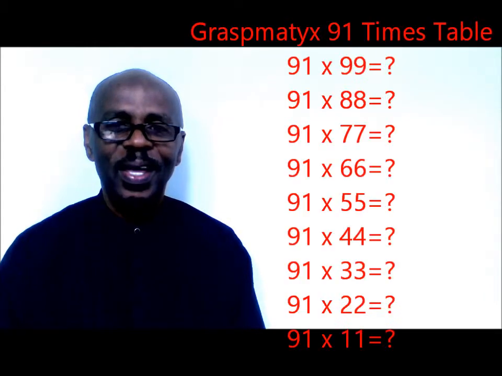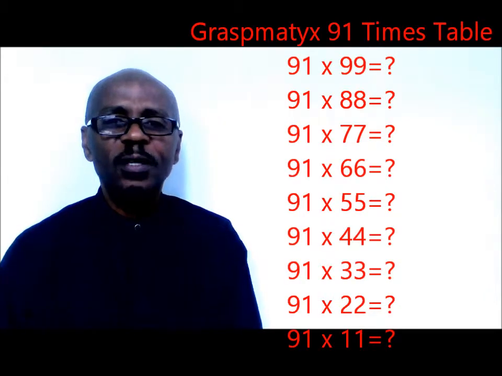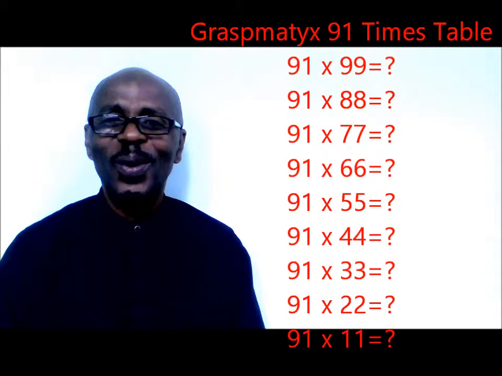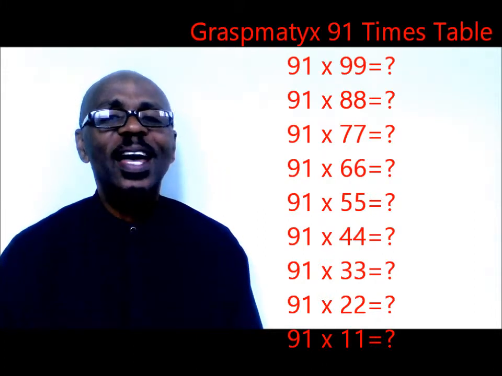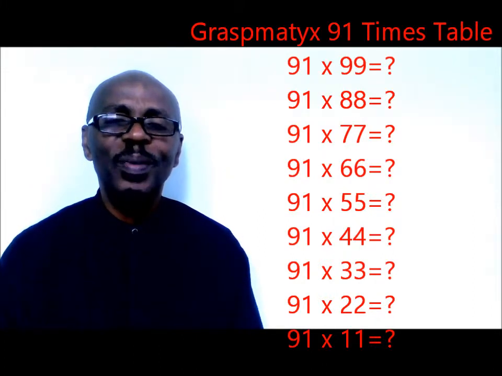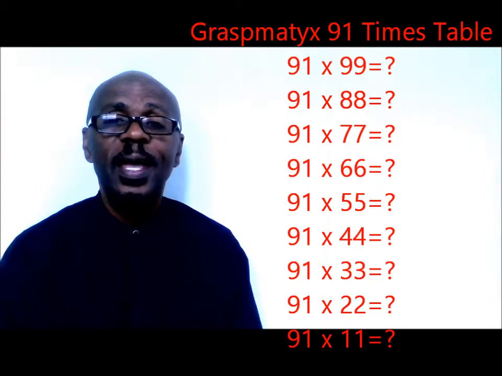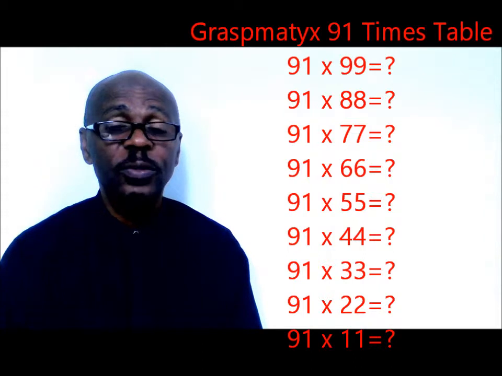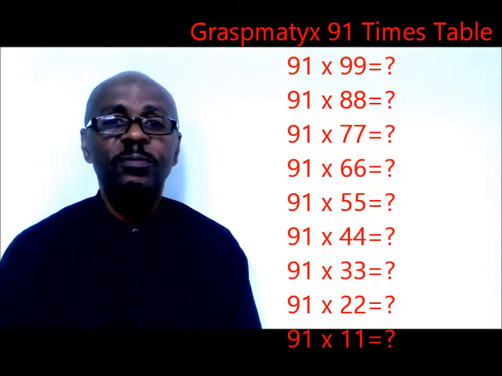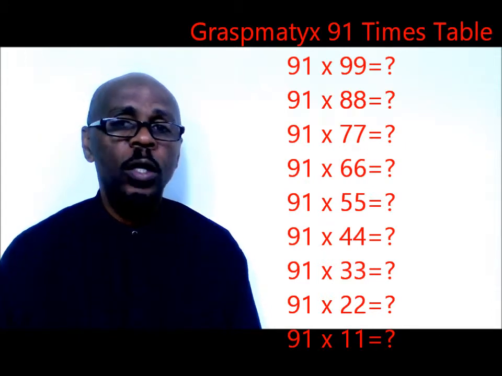Thank you so much for watching this YouTube post, Graspmatyx 91, they say in English 91 times table. Some of you say to me, Dr. H, why you say 9-1 instead of 91? Well, because I normally pronounce the numbers based on the inscriptional figures. Figures are 0 to 9. And after that, you're just repeating those figures in 2 digits, 3 digits, 4 digits, and so on.